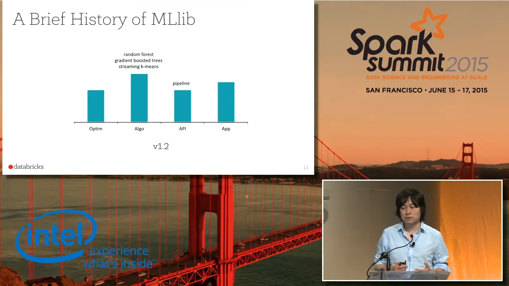And then in 1.2, the major effort was on the pipeline API. That was the first release for the pipeline API. We tried to make the API really user-friendly. And on the algorithm side, we added a bunch of tree ensemble methods, like random forest and gradient boosted trees.